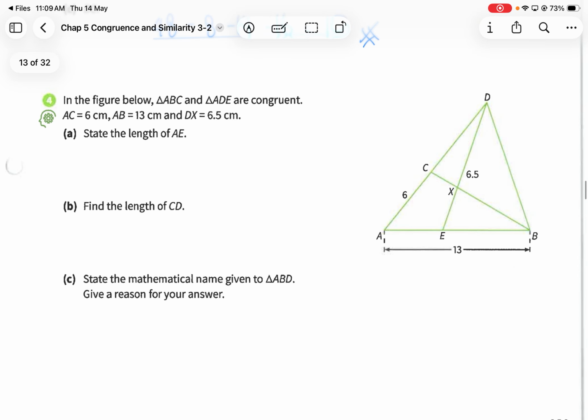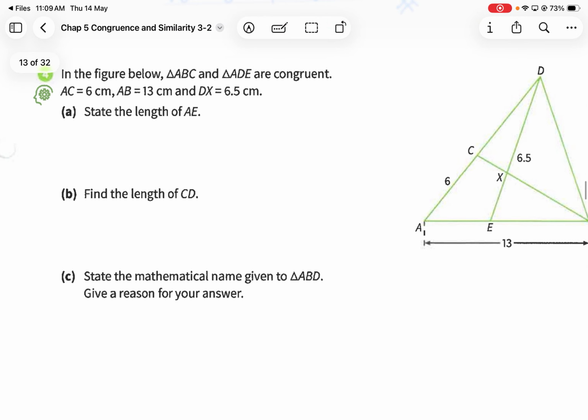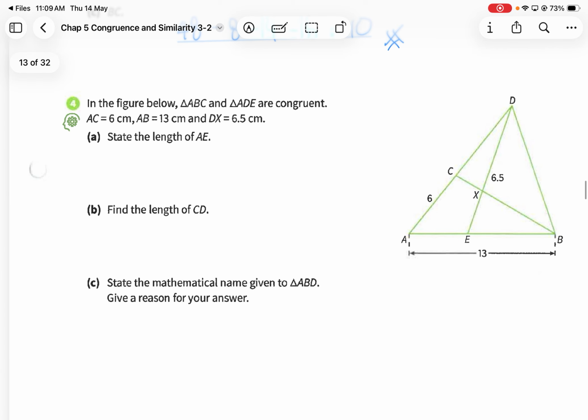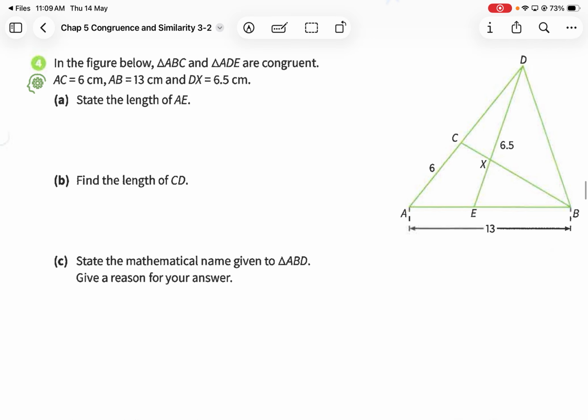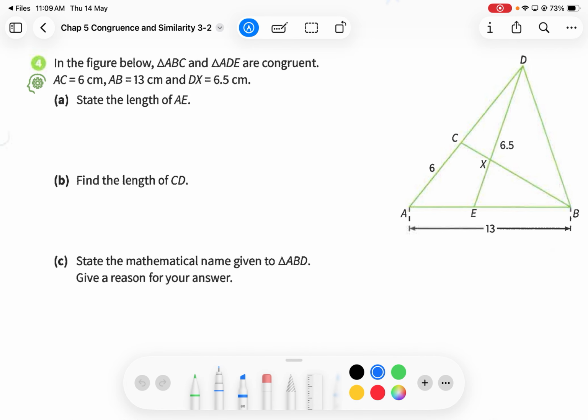Okay, workbook, page 161, question 4. Workbook. Then you sit here so long, come here, talk to presenter, never take your workbook.